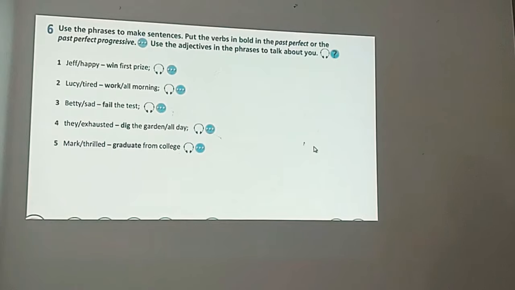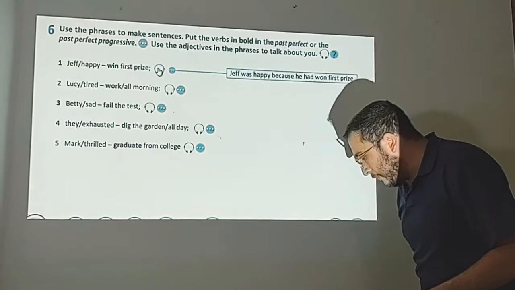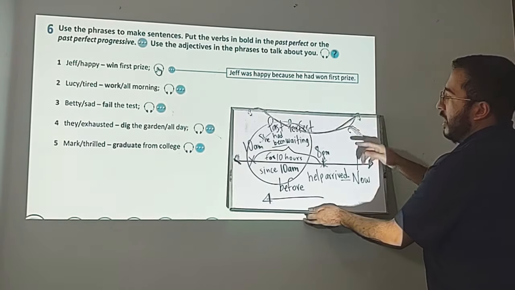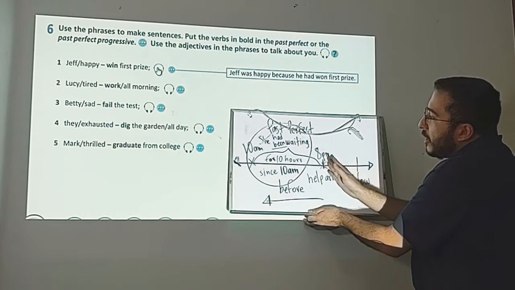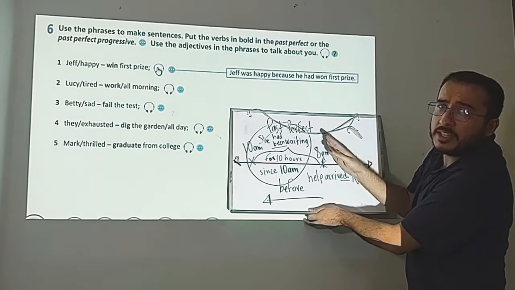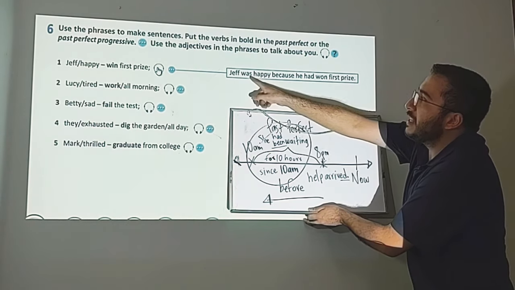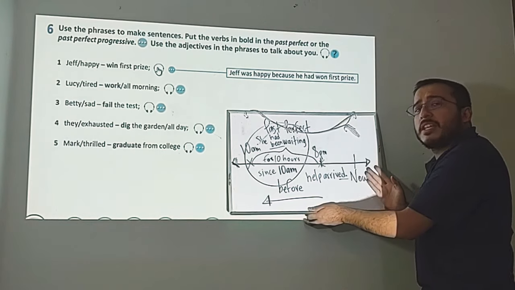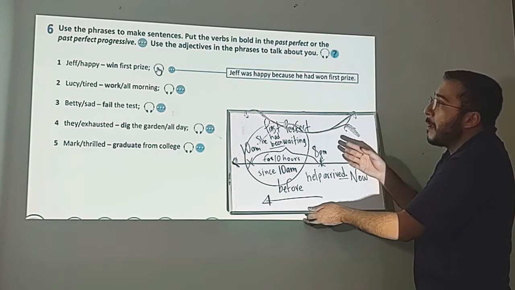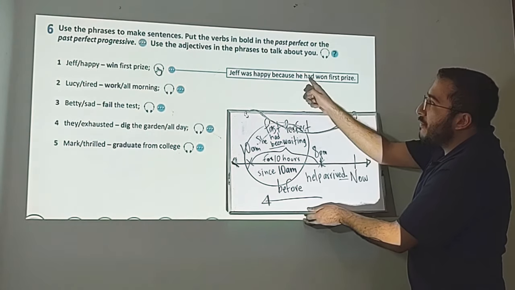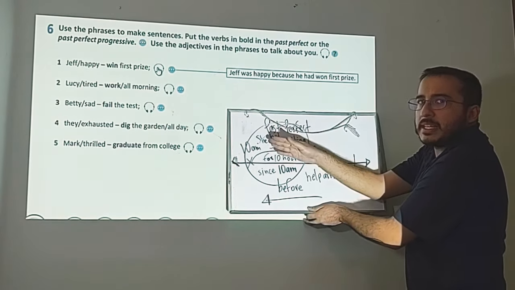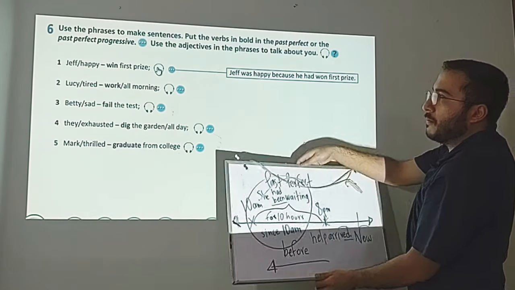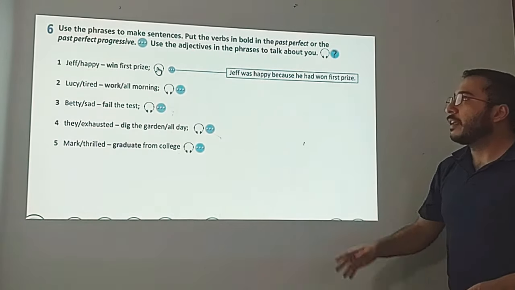Example. Listen. Jeff was happy because he had won first prize. Jeff was happy. Remember the timeline, right? Jeff was happy here. Why was he happy? Because he had won first prize. Les dije que todos los ejemplos quedan en esta línea de tiempo. Traducción, Jeff estaba contento o feliz. Ya no sabemos si ahorita en el presente está, no nos importa eso ahorita. Jeff estaba feliz. ¿Por qué? Porque había ganado, because he had won, antes de que estaba feliz, porque había ganado el primer premio. Así vas a hacer todas estas tú en tu libreta, siguiendo este patrón.